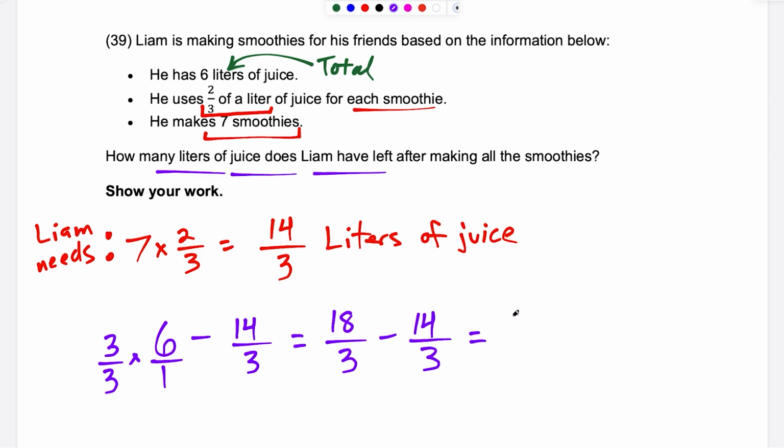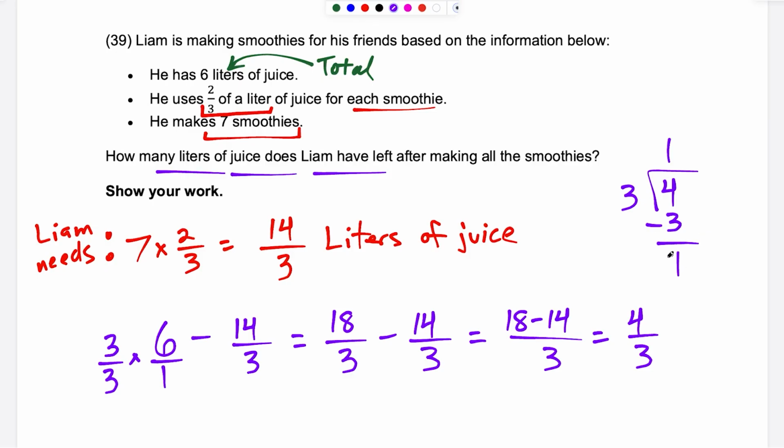And now we simplify. We could do 18 minus 14 over 3, and we're left with 4/3. So if we want, we can write 4/3 as a mixed number. We could say 4 divided by 3 is 1. 1 times 3 is 3, and we subtract, and we have a remainder of 1. So the remainder of 1 goes here, and our original divisor is our denominator. So we could say that Liam has 1 1/3 liters of juice left after making all the smoothies.